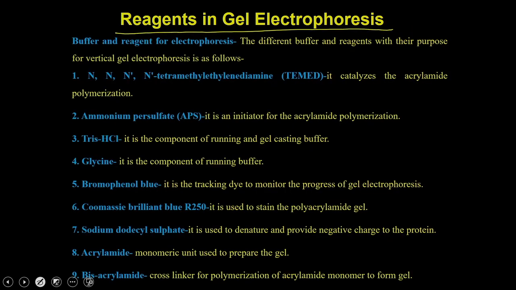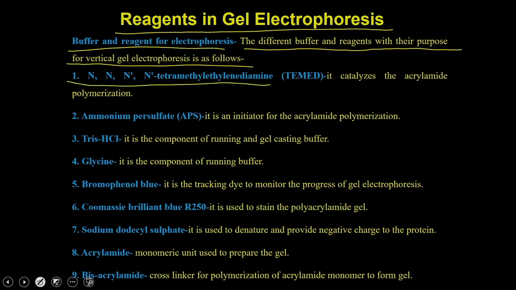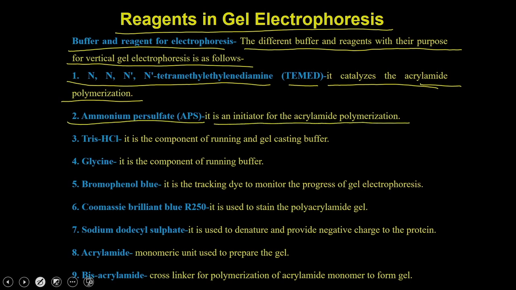The reagents you are looking for in vertical gel electrophoresis. The buffers and reagents for the electrophoresis, with their purposes for vertical gel electrophoresis, are as follows. The first thing you need is TEMED, or N,N,N',N'-tetramethylethylenediamine, and TEMED is a catalyst. It catalyzes the acrylamide polymerization. Then you require ammonium persulfate, or APS. It is the initiator of the acrylamide polymerization.